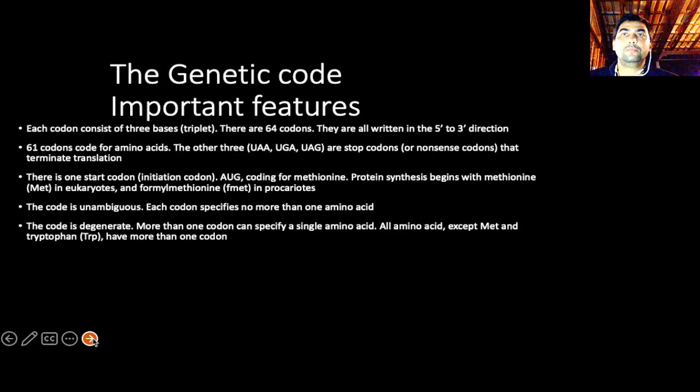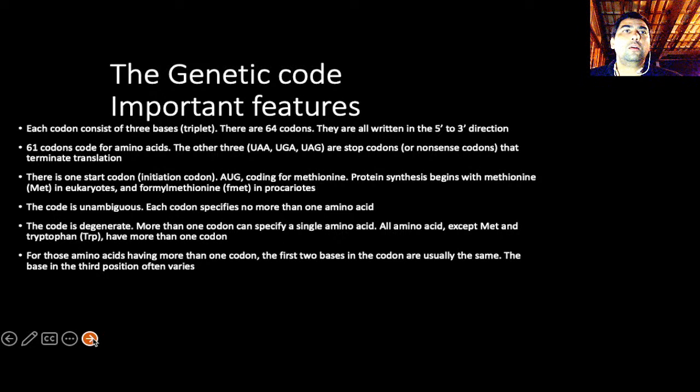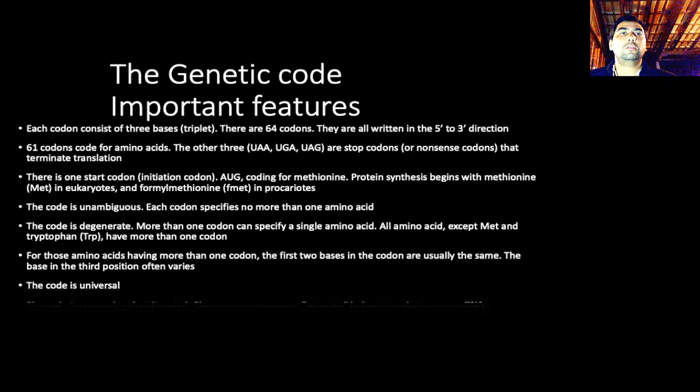Okay? Methionine and tryptophan have just one codon. For those amino acids having more than one codon, the first 2 bases in the codon are usually the same. The base in the third position varies. The code is universal: for all life, it is the same codon.